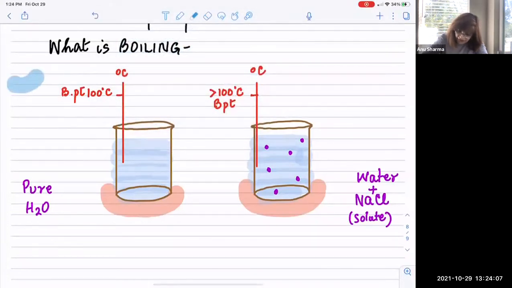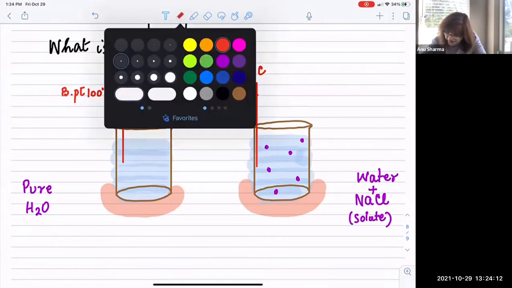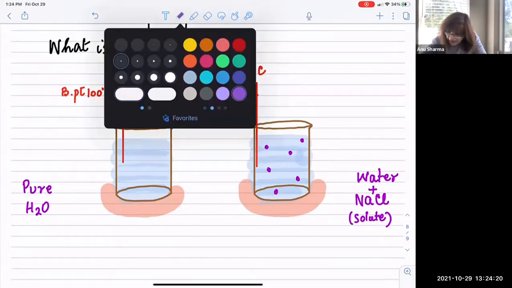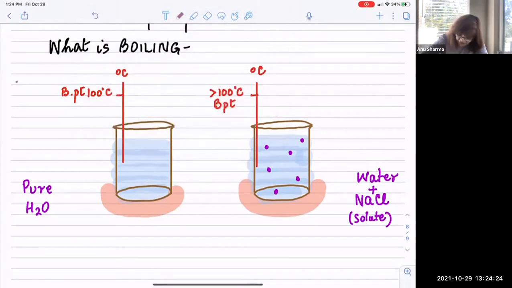Remember that outside, in nature or in the environment, we have the atmosphere. So let's put this atmosphere in this color, clouds.